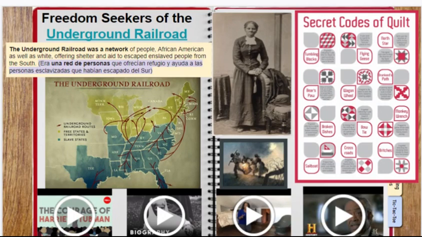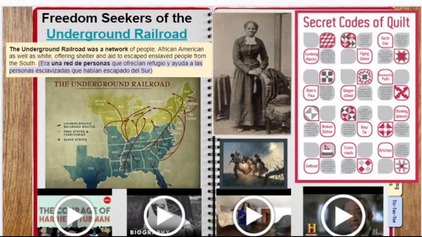One thing to mention as we're talking about this sectionalist divide, the expansion of slavery, is those that acted out against the expansion of this system and the existence of this system. So we talked about abolitionists in our last digital notebook. One of those abolitionists was Harriet Tubman, who was a conductor on the Underground Railroad. So remember, this was not an actual railroad, but a network of people throughout the South and throughout the North, both African American and white, offering shelter and aid to those trying to escape slavery in the South.